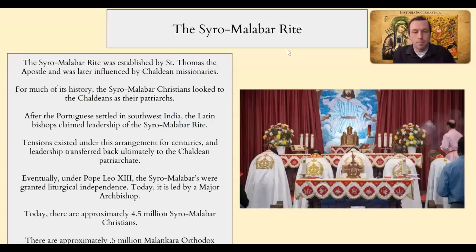Today, it is led by a major archbishop. Today, there are approximately 4.5 million Syro-Malabar Christians. There are approximately 500,000 Malankara Orthodox, which is the Orthodox equivalent of this Catholic rite.